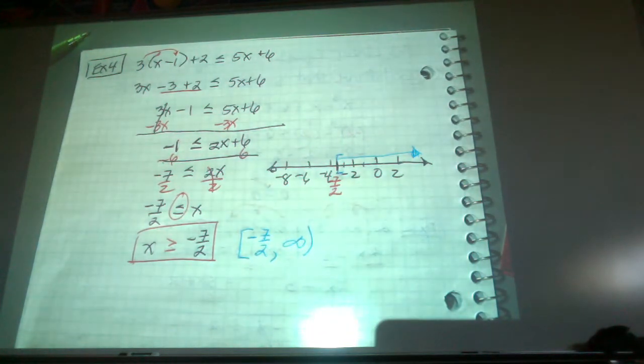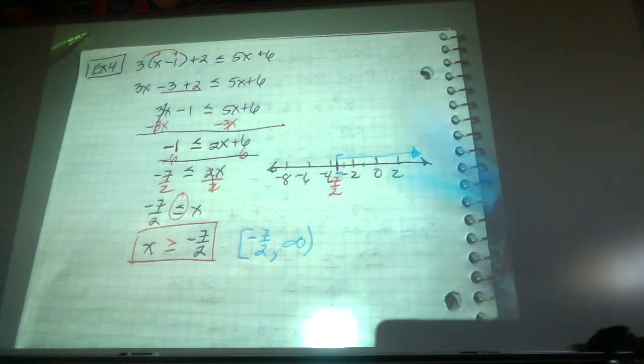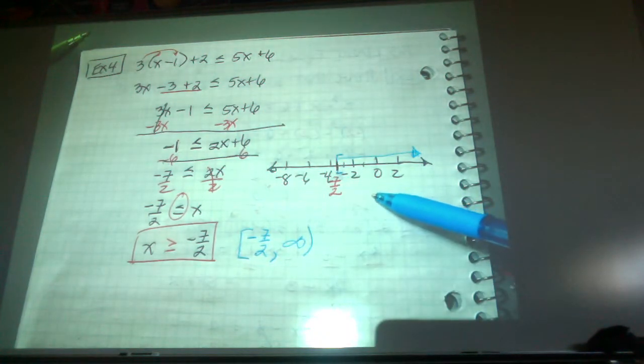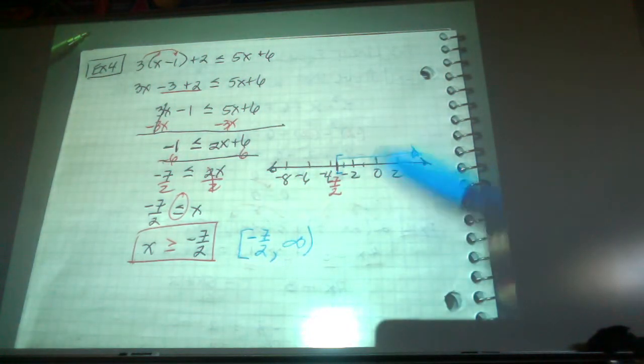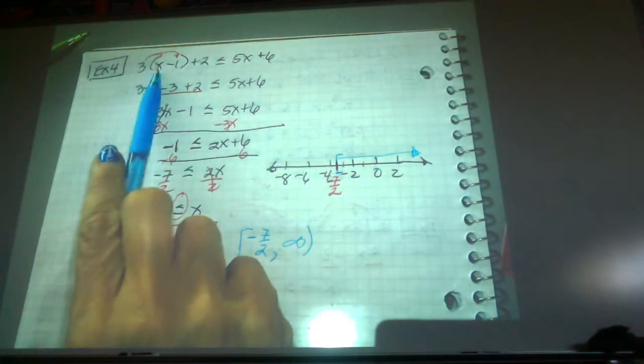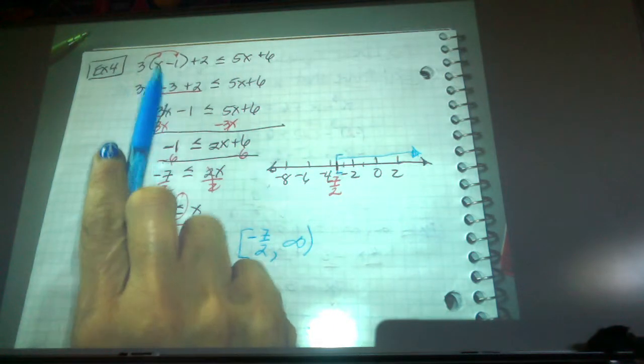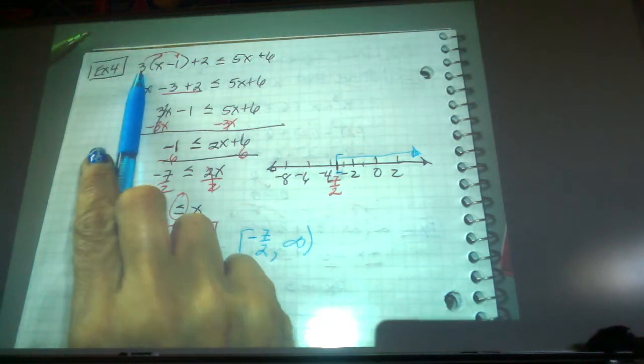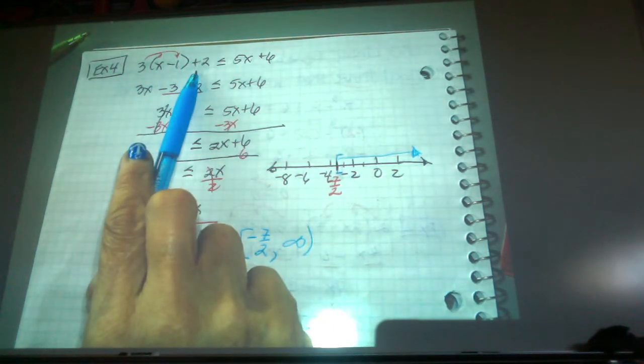And we could actually check to see if our solution is correct by looking at the graph. What's a good checkpoint on this graph? Easy checkpoint? 0. 0 should make my answer up here turn out to be true or false. True, because the line is over it. So if I plug in 0 here, I have 0 minus 1 is negative 1, times 3 is negative 3, plus 2 is negative 1.